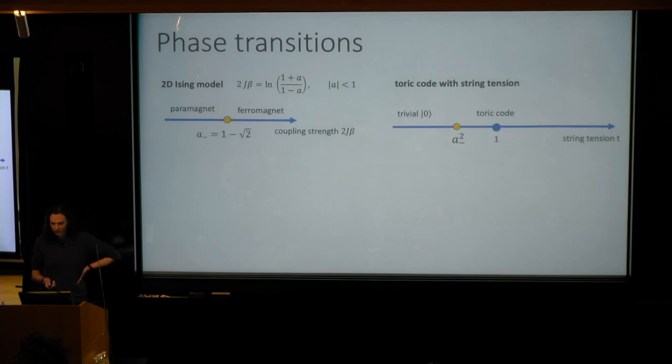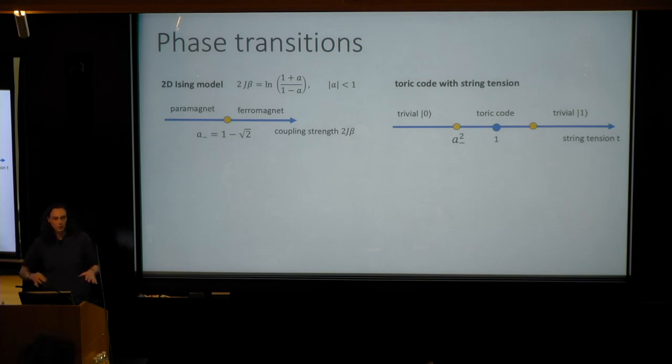Now this immediately gives us a phase transition in the toric code just by this doubling mapping, where we have a transition between the trivial ferromagnet all polarized in the 0 state to the toric code phase with a fixed point at string tension 1, and this happens at A minus. Now, for larger string tension, we would expect a second phase transition where we end up in the trivial state, which is fully polarized in the opposite direction. So this is just the configuration dominated by extremely long loops.